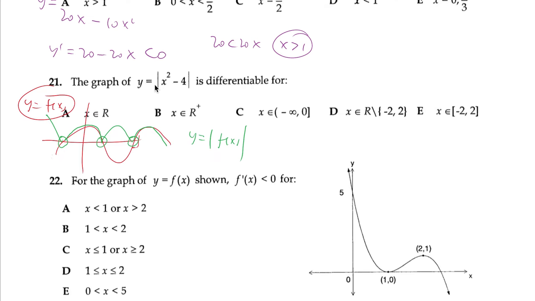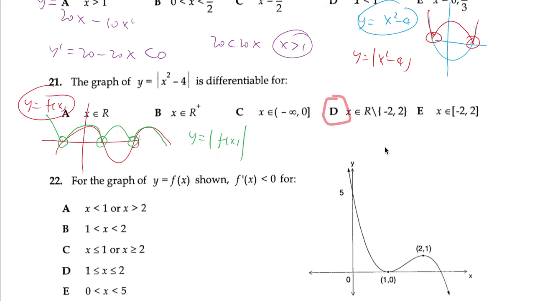Okay, same here. So y equals x squared minus 4. And then you do an absolute value. Everything above the x-axis stays the same. Everything below the x-axis, you flip it. Okay, so you see, you create 2 cusps at 2 and minus 2. Okay? At 2 and minus 2. And then question 21, we just choose D. Okay, we just choose D.